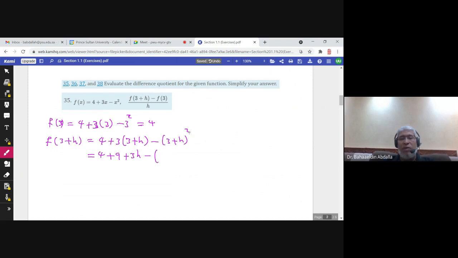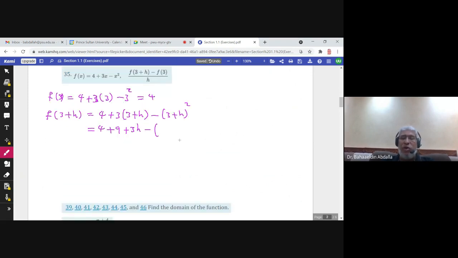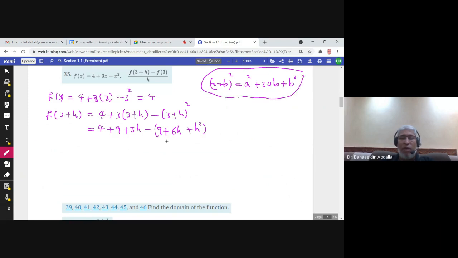Now let us expand the square of a binomial. The first term squared is 9 plus 2 times the first term times the second term. So it's 6h plus h squared. So remember that whenever you have a plus b squared, you write it a squared plus 2ab plus b squared. This is an important formula. Now you can expand, multiply negative by each of these terms.